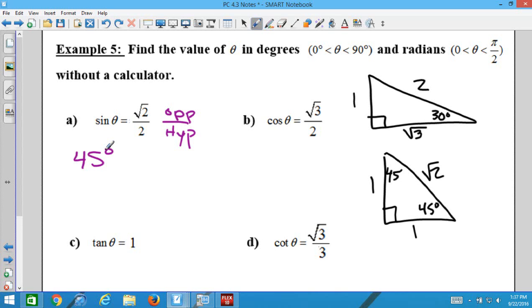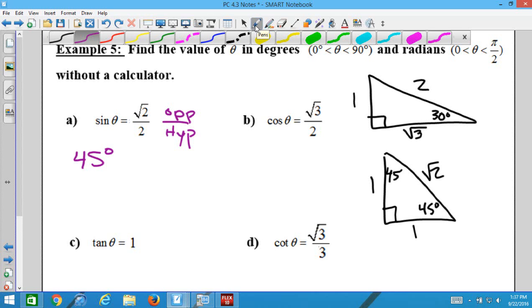Okay, so we have 45 degrees, and then we have to convert that to radians. We have learned a way to convert it to radians, but I'm not going to do it that way. What's our way to convert to radians? You multiply by pi over 180. Right, but this is without a calculator. So I don't want to have to do something so challenging without a calculator.